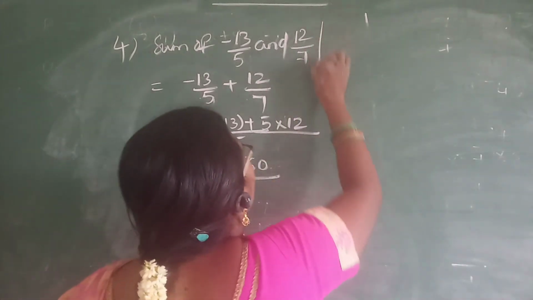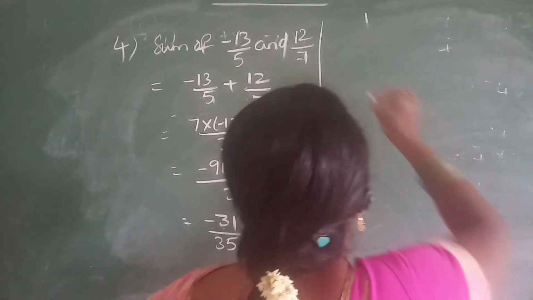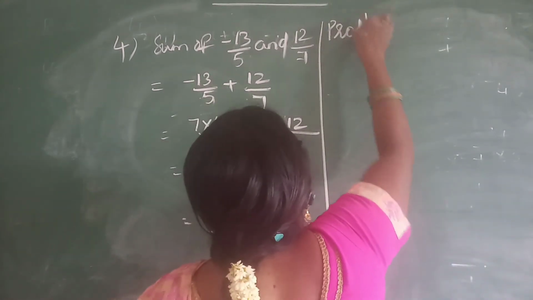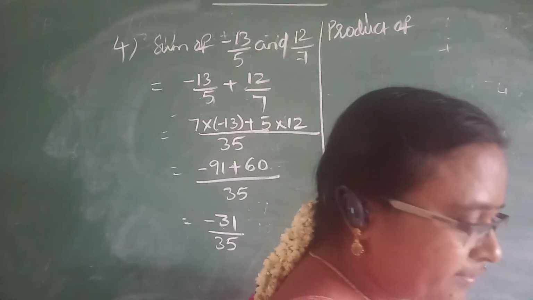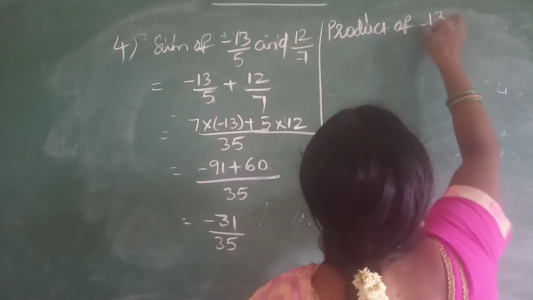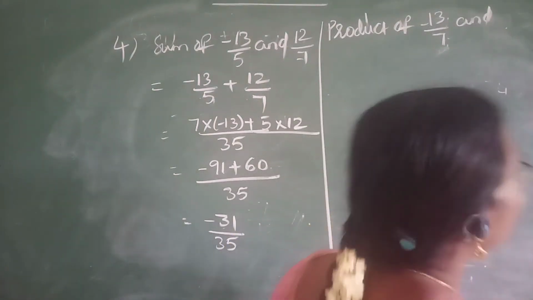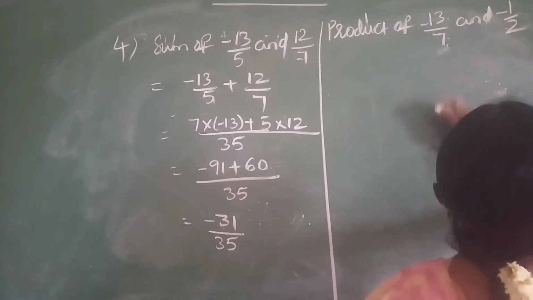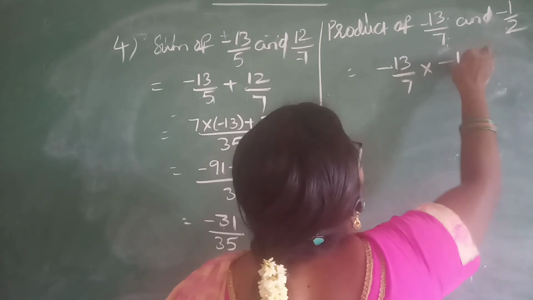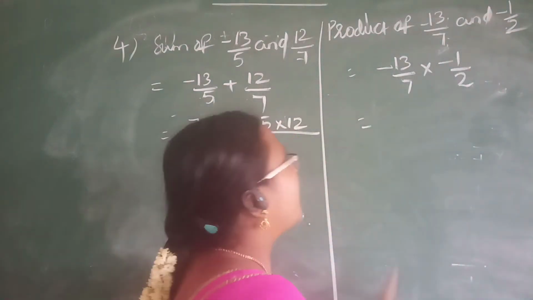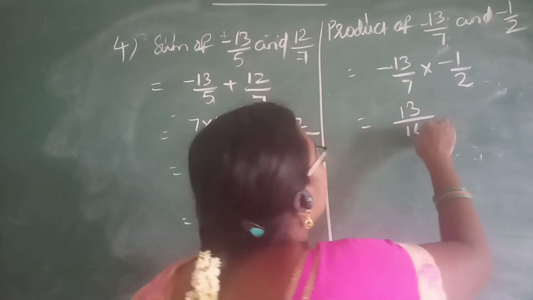Now I am going to see the product of minus 13 by 7 and minus 1 by 2. So it implies minus 13 by 7 into minus 1 by 2. Minus into minus is plus. So 13 ones are 13, 7 twos are 14.